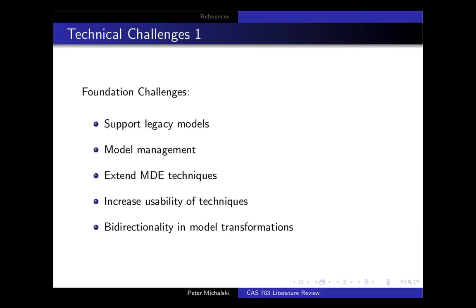This article goes on to describe the technical challenges discussed at both MDE events. They are split up into foundation, domain, and tool challenges. Regarding foundation challenges, according to the article, this includes all the challenges concerning conceptual and theoretical aspects of MDE, covering all phases of software development.